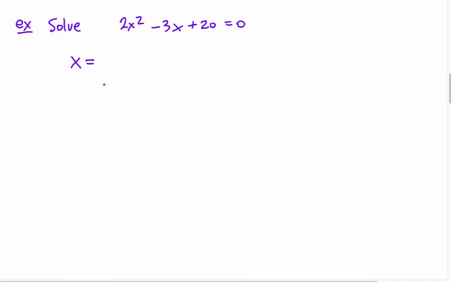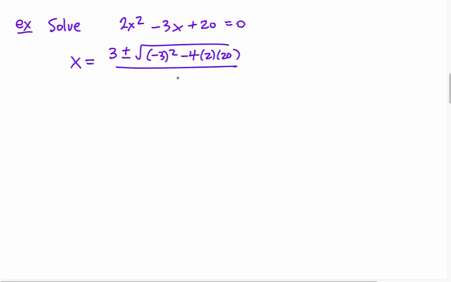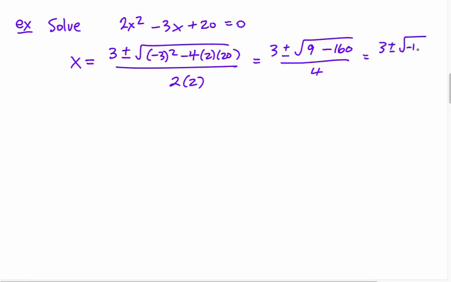The x value is negative b, which is 3, plus or minus the square root of b squared minus 4ac, all over 2 times a. And so I get 3 plus or minus the square root of 9 minus, and this is a big number, 4 times 8 times 5, 160, all over 4, and 3 plus or minus the square root of negative 151, all over 4.